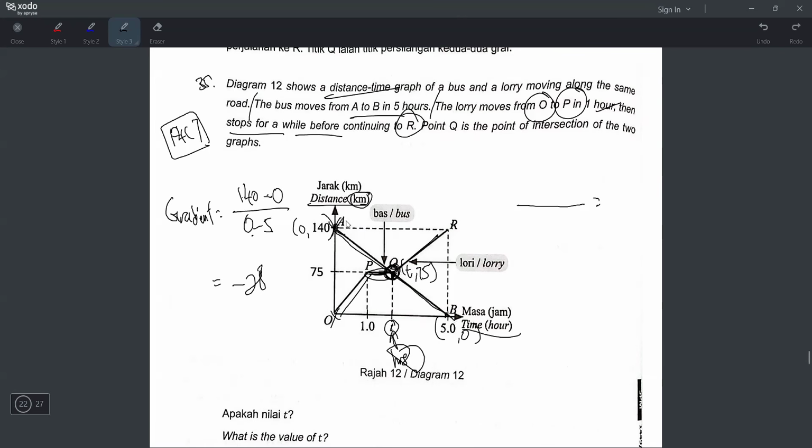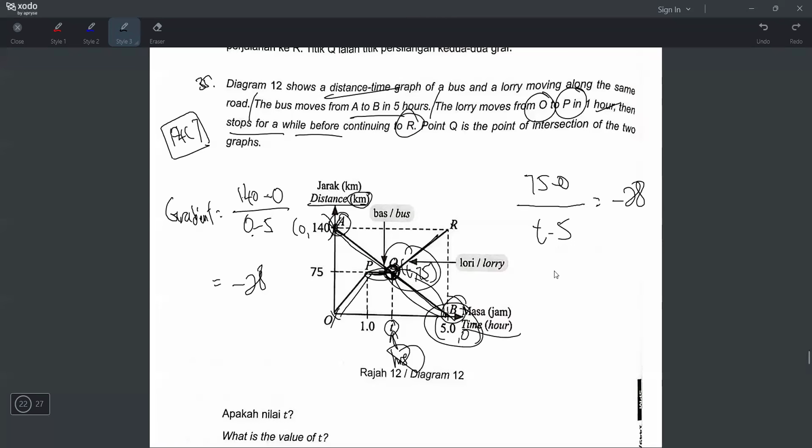But this time I'm not going to use point A, point B. I'm going to use point Q and point B. Or you want to use point A, point Q also can. Because point A, point Q, the gradient will also come out negative 28, right? Okay, let's use Q and B. So y minus y, 75 minus 0, and then t minus 5. Yeah, and it will equal negative 28. Yeah, because they belong to the same line. So, of course, they have the same gradient. They share the same gradient, right?